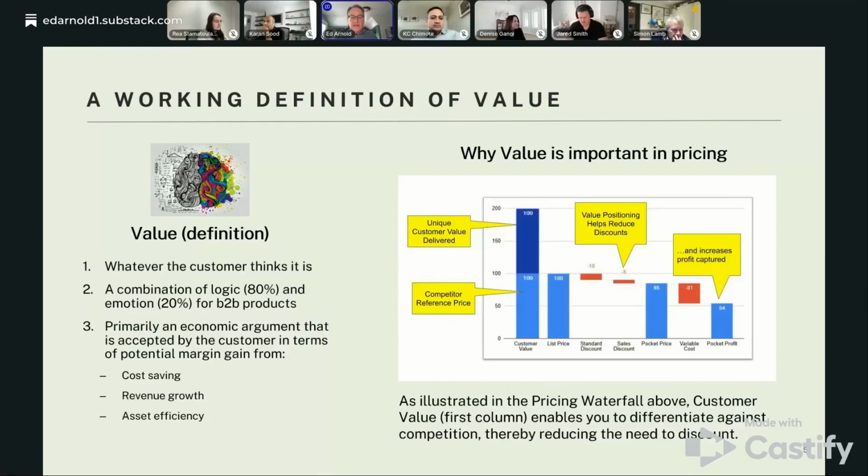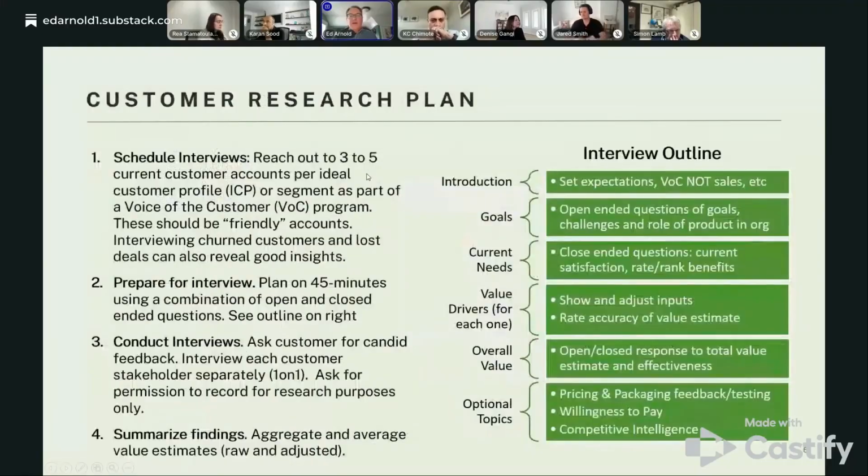So let's get into customer research. The way I like to think about this is there's three parts to this process. There's a before, a during, and an after. And there's a lot of preparation in the before stage. It's just like if you've done market research.